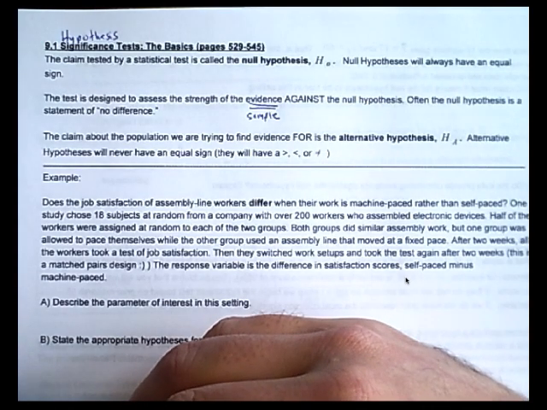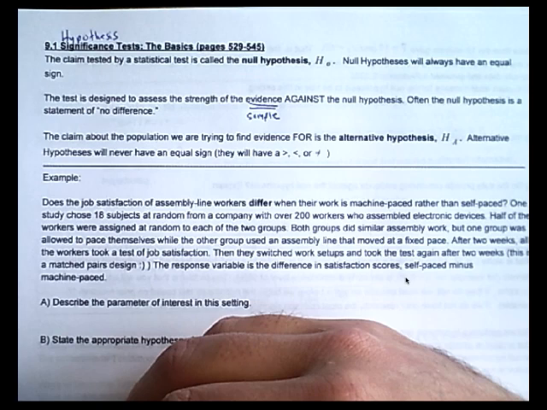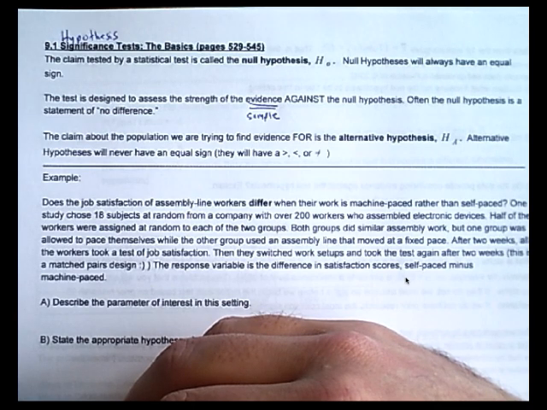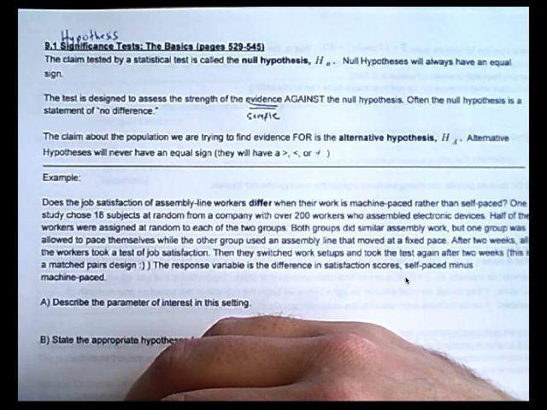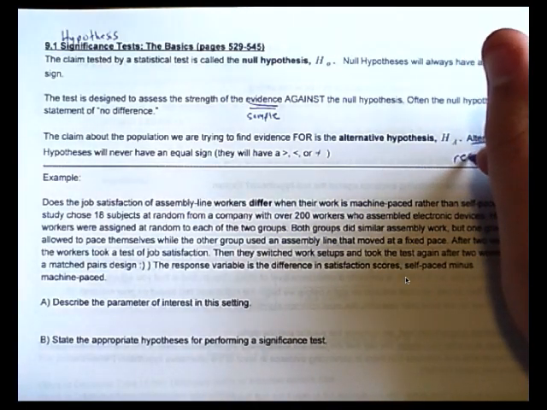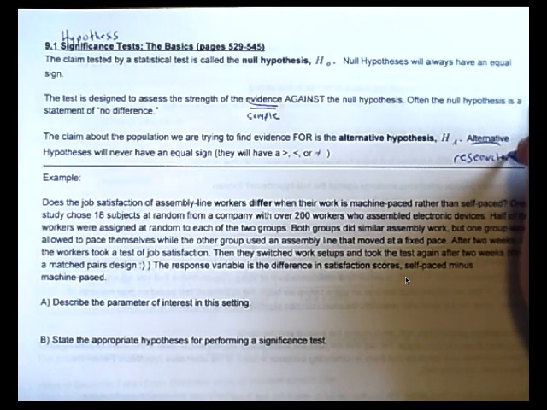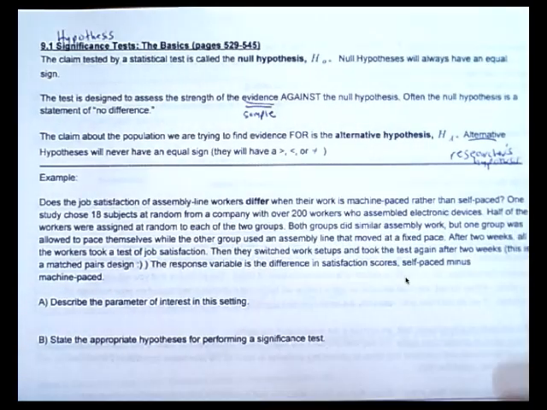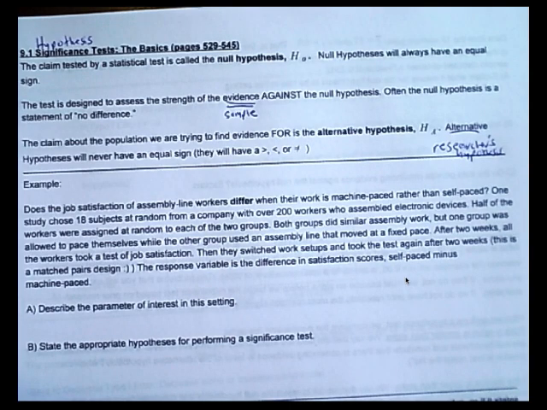The claim about the population we are trying to find evidence for is the alternative hypothesis, and we call that H sub A or HA. Alternative hypothesis will never have an equal sign. They will have a greater than, less than, or not equal to symbol. And sometimes the alternative hypothesis is called the researcher's hypothesis. Okay, so let me explain what that means in the context of an example.